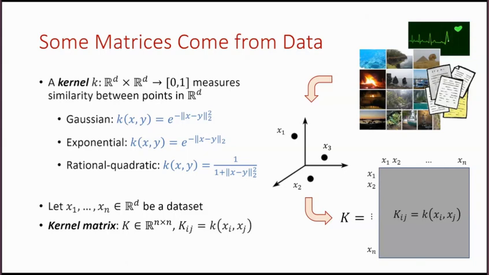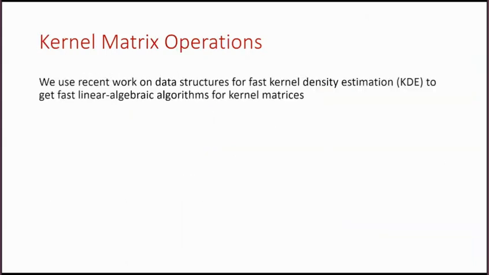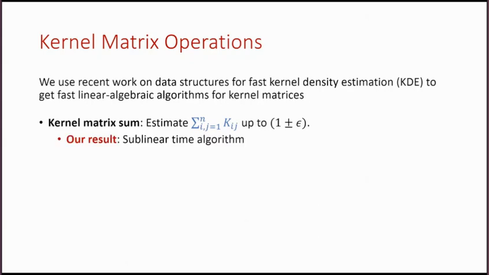So what we do in this work is leverage some recent work on fast data structures for the kernel density estimation problem, or KDE, in order to get fast linear algebraic algorithms for those kernel matrices. Specifically, we are going to look at two matrix operations. The first is estimating the sum of all entries in the matrix, up to a 1 plus minus epsilon approximation. This has applications to the kernel alignment problem, and our result here is a sublinear time algorithm. So it runs in time asymptotically faster than n.